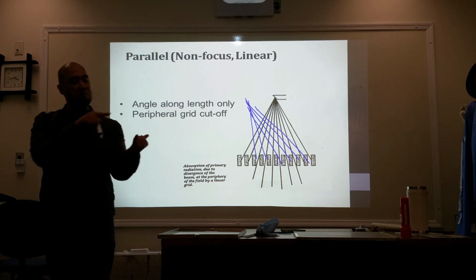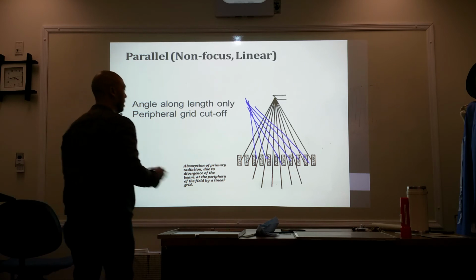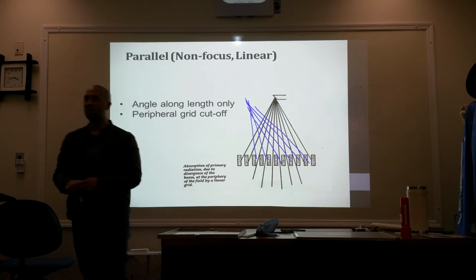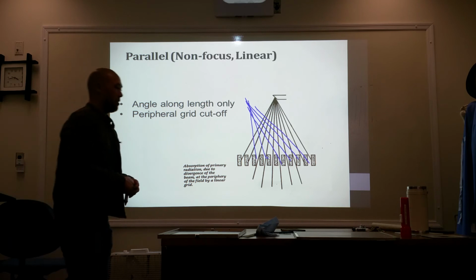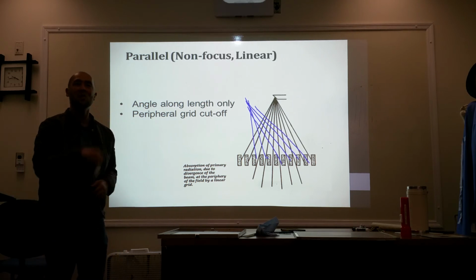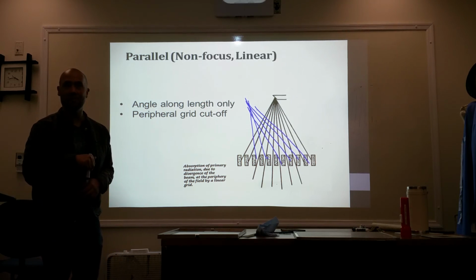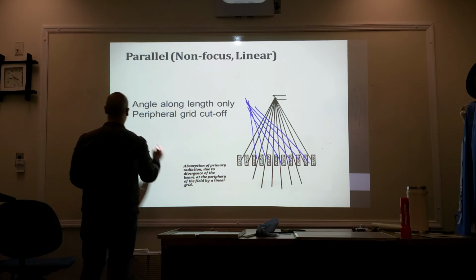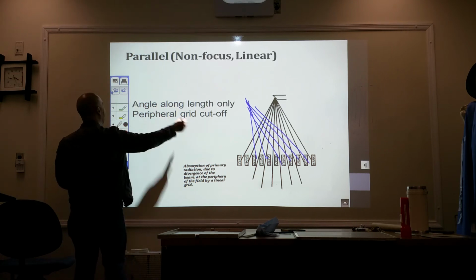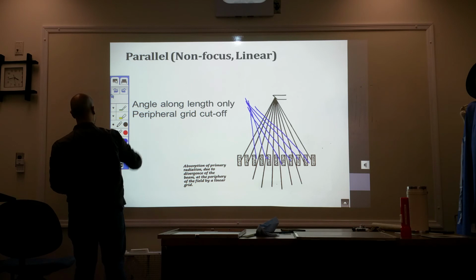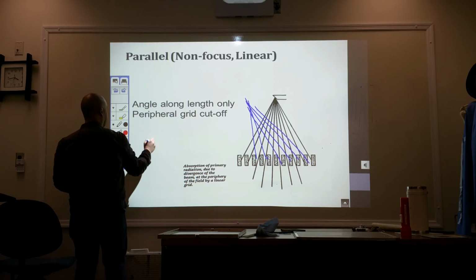So if it's absorbing both scatter and primary radiation, what's going to happen to the overall image of your film? It's going to be too light. This is known as grid cutoff. So this can happen, and I'm going to show you guys this later on. This can happen when your tubes are not aligned right, or if your image receptor isn't aligned right.